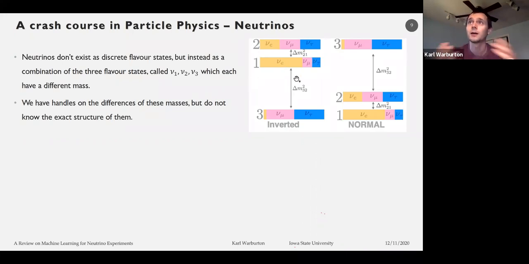by studying how neutrino oscillations occur, which I'm going to cover in a second, we know that the ordering of these masses is either the nu3 mass state being the lightest or the heaviest, but we're not sure why. And if it turns out that this nu3 mass state is the heaviest, that would show some very strange symmetries in the universe that we can't currently explain. We have some handles on these different masses, but we don't know the exact structure or the exact values of them.